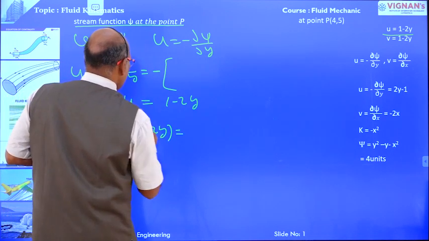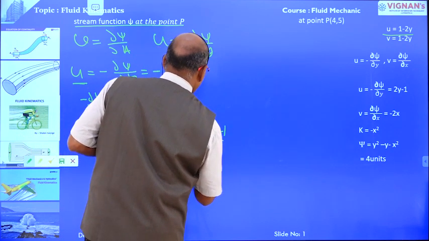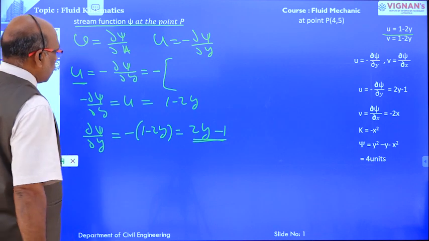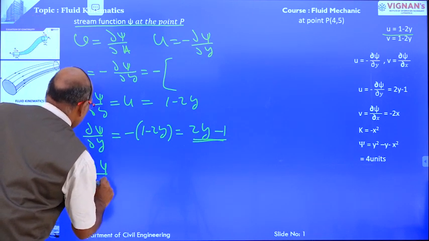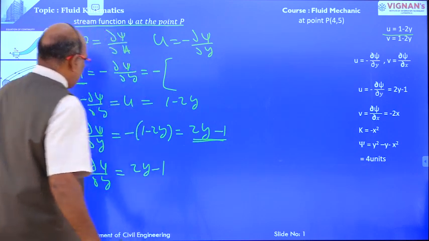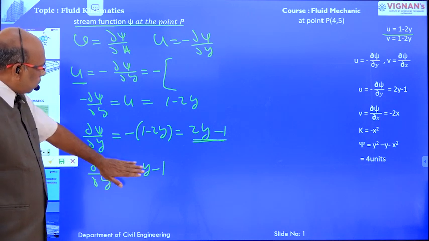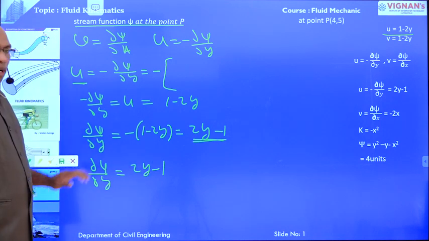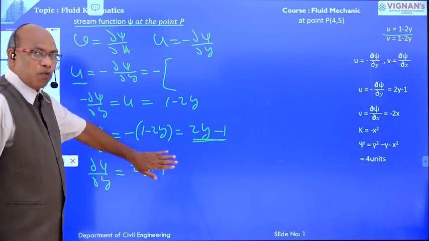Therefore, dou psi by dou y is equal to 2y minus 1. This is the relation we have: dou psi by dou y is equal to 2y minus 1. Now, integrate this equation with respect to y.